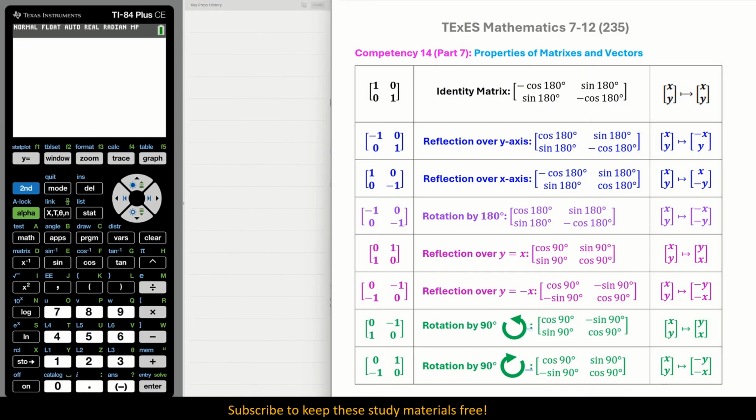Displayed is an updated version of the table that we'll be using throughout the video. You might want to take this opportunity to take a little screenshot of this.